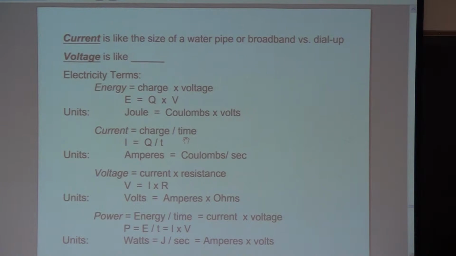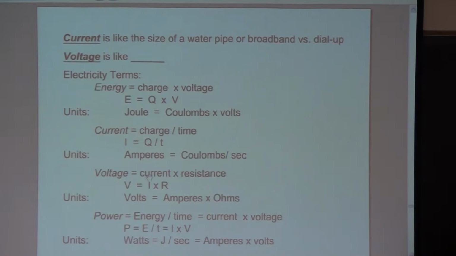Here's another equation. Current is equal to charge divided by time. So I is equal to Q divided by T. Current is in units of amps or amperes. Charge is in units of coulombs. So coulomb per second is an ampere. Note that current really is the amount of charge which flows past a point in a certain period of time.